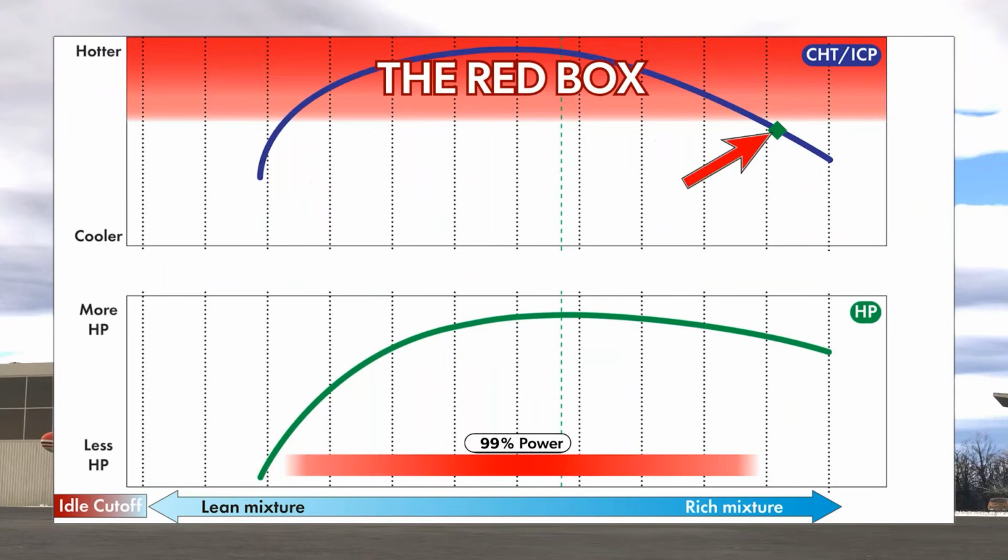Shift that curve up even further. Now we're at basically 100% power, and almost the entire curve overlaps with the red box. And so in this case, we need to essentially be at a full rich mixture.